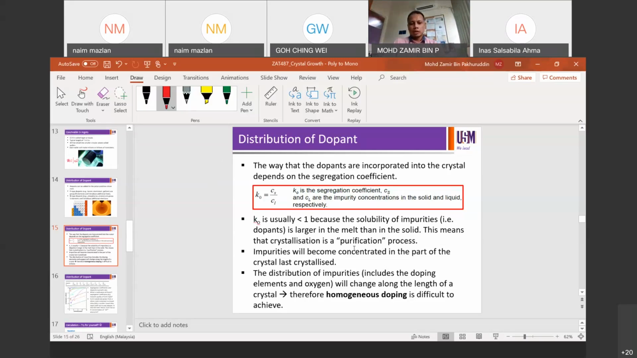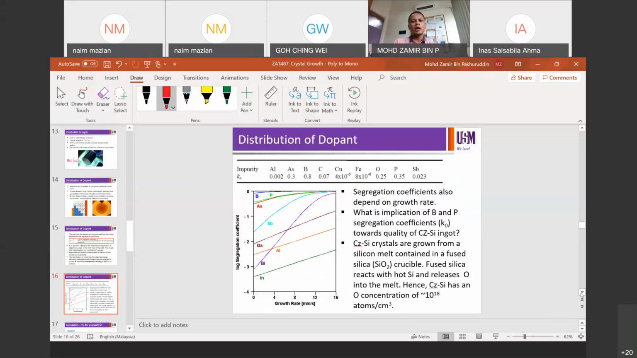Okay. The distribution of impurities includes doping level. Doping elements and oxygen will change along the length of the crystal. Therefore, homogeneous doping is difficult to achieve. We want to be as homogeneous as possible. And for us to be high in homogeneity, we need to use dopants with high K0 value. So if you use a high K0 value, approaching 1, then you'll probably end up with better homogeneity across the ingot.